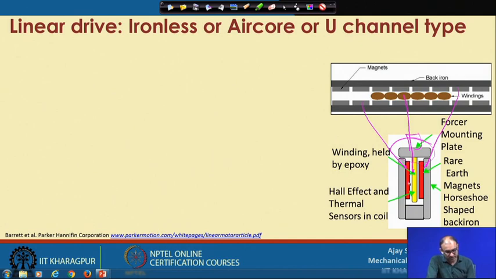Now, the difference between the first and the second is that in the earlier case we were using only a single magnet rail, but now we are using two magnet rails. That is another thing. You put the same Hall effect sensors, thermal sensor, everything in the coil, and then there is the back iron plate, so that you can contain all these things in a small volume.